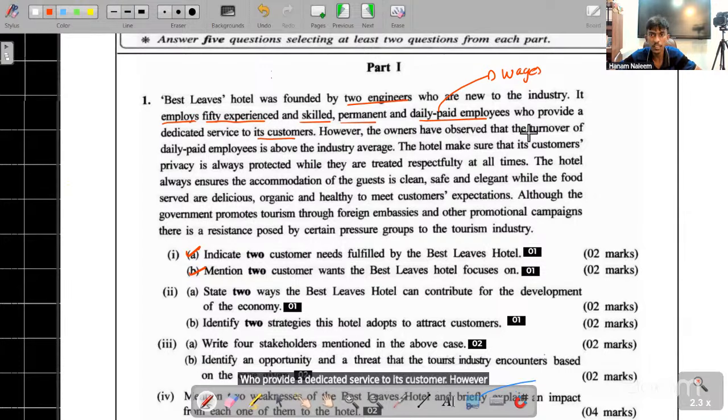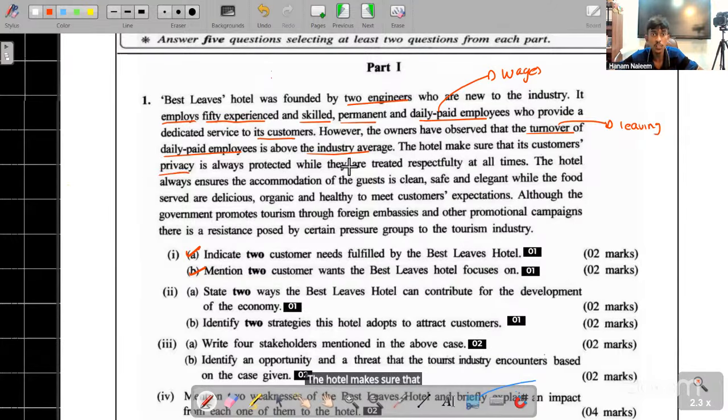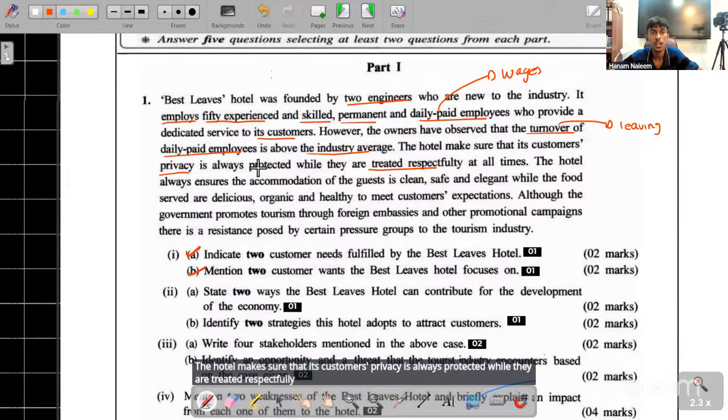However, the owners have observed that the turnover of daily paid employees is above the industry average. Turnover here means employees leaving the organization. So they are observing that in their company, employees are leaving at a higher rate compared to other companies. The hotel makes sure that its customers' privacy is always protected while they are treated respectfully at all times. The hotel always ensures the accommodation of the guest is clean, safe, and elegant, while the food served is delicious, organic, and healthy to meet the customer expectation.